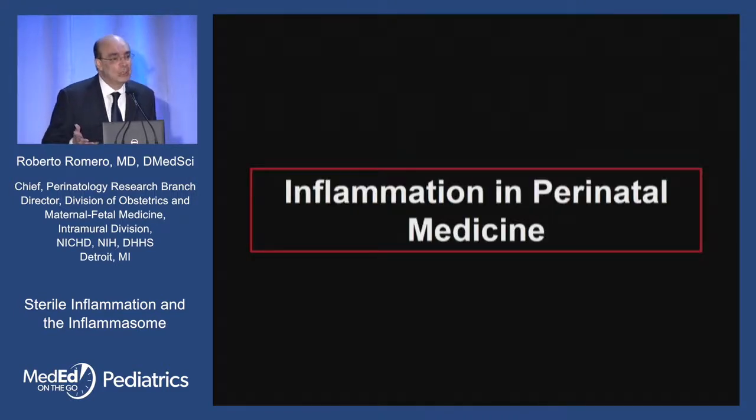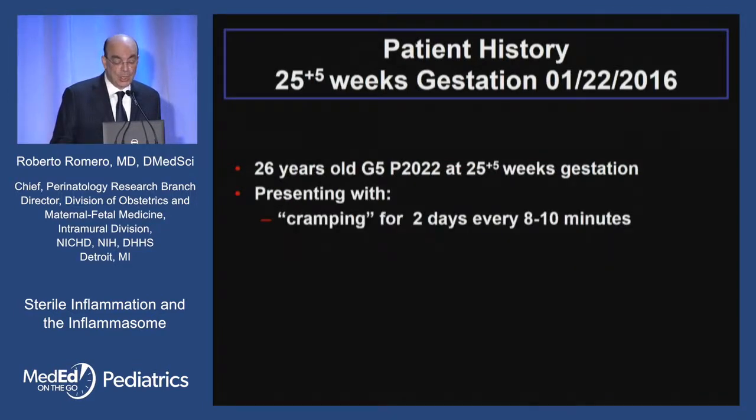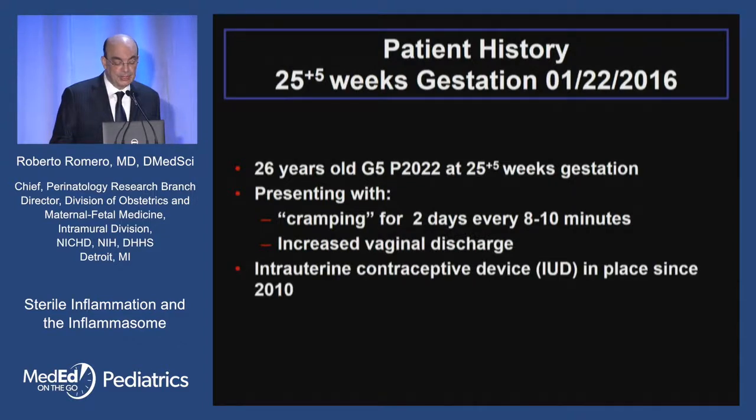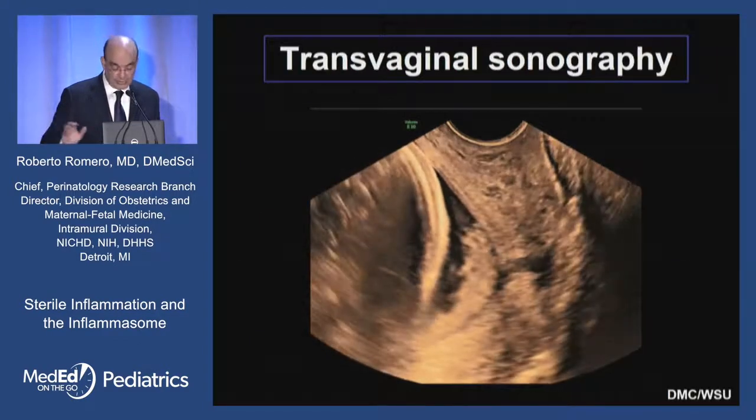So let's look at inflammation in the perinatal period. Here we have a 26-year-old woman who presented cramping at 25 weeks of gestation. She was cramping for 2 days, with increased vaginal discharge. She had an intrauterine contraceptive device in place since 2010. The vital signs show no evidence of fever. The cervix is dilated 2 centimeters, and this is the ultrasound.